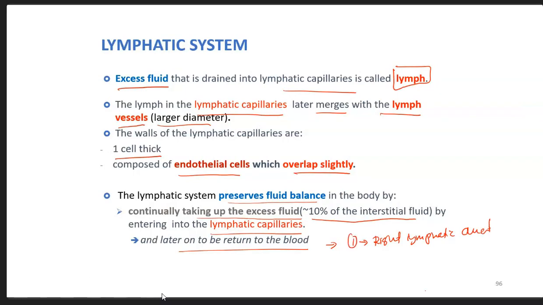One, and then second, the thoracic duct. So this enters into the right subclavian vein.